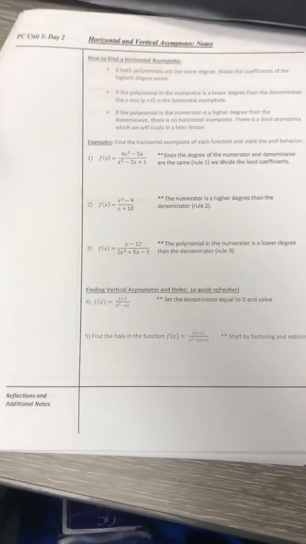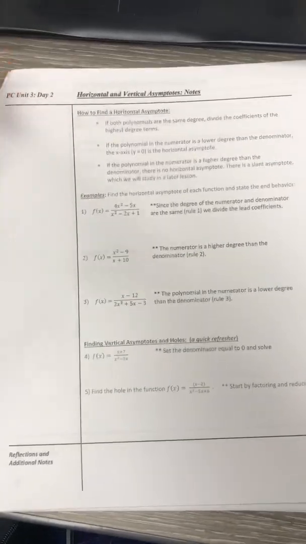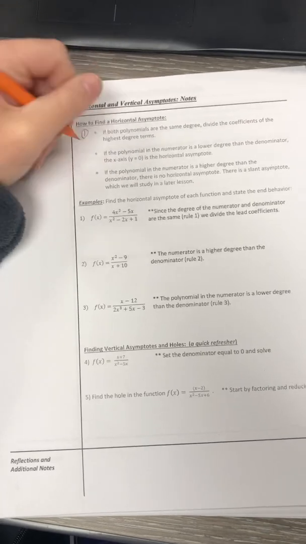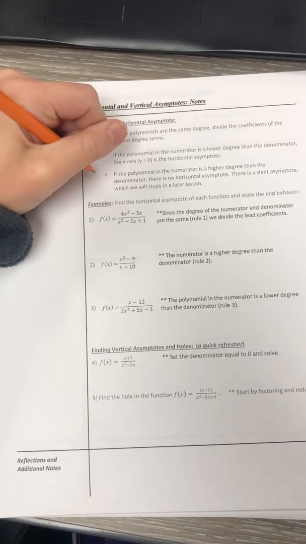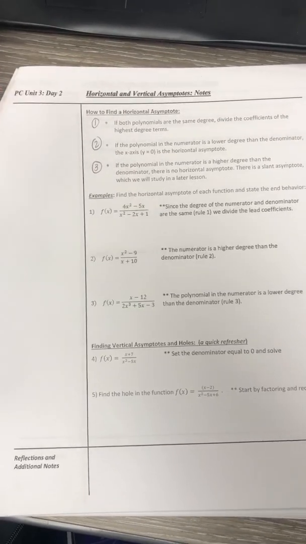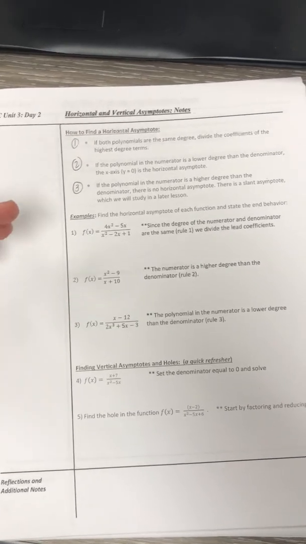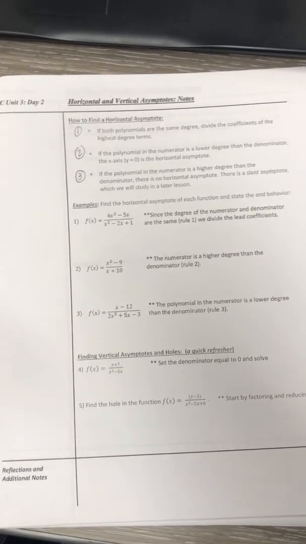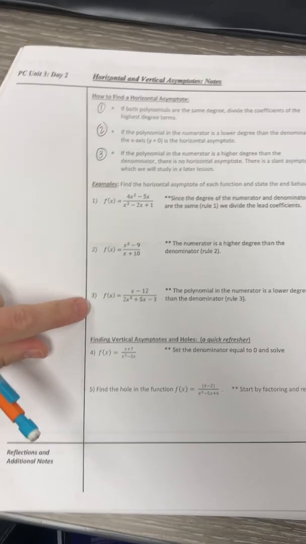Hey guys, so we're going to talk about horizontal and vertical asymptotes. These are the rules for finding horizontal asymptotes. I'm not going to read through the rules because you have them. You can read through it obviously, but I will follow them and go through each one. We have an example of each down here.